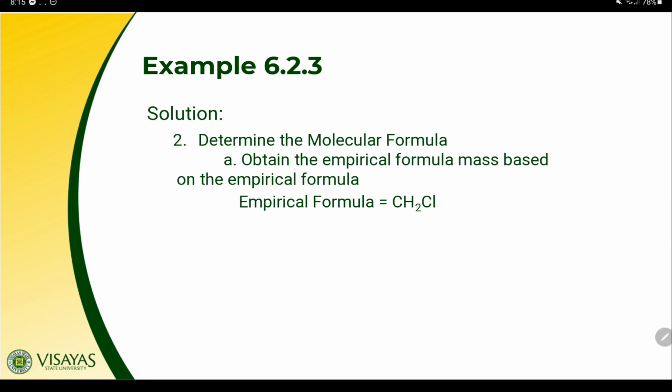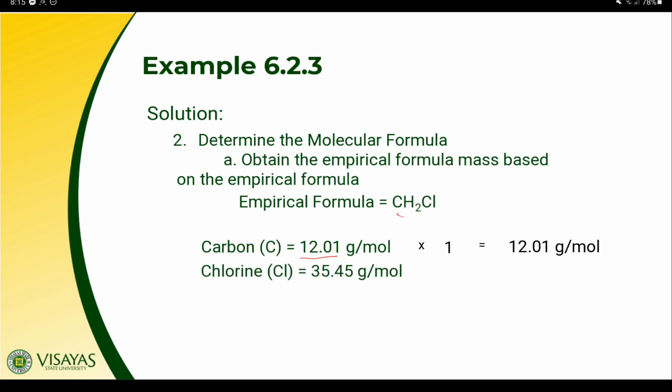To get that mass, we use the molar mass of each of the elements present in that compound. So we have 12.01 grams per mole. This value again can be obtained from the periodic table of elements. Since we only have one carbon atom, we multiply that by 1.